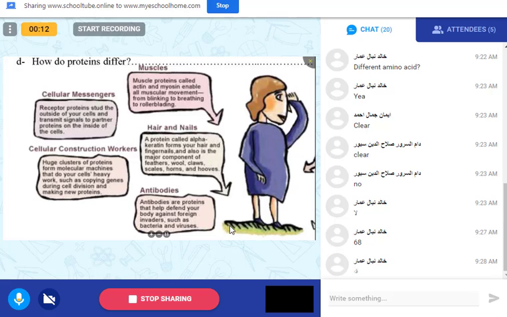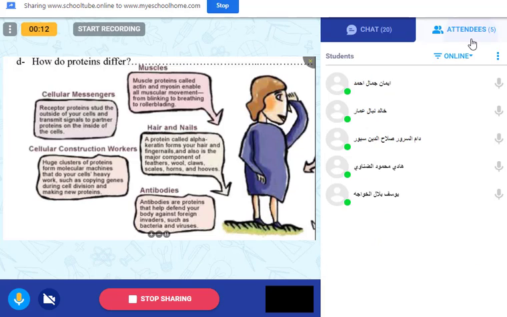Can you continue with hair and nails, please? Hair and nails: a protein called alpha keratin forms your hair and fingernails, and is also the major component of feathers, wool, claws, scales, horns, and hooves. So for hair and nails, the protein is called alpha keratin. This is the important protein to make your hair stronger.